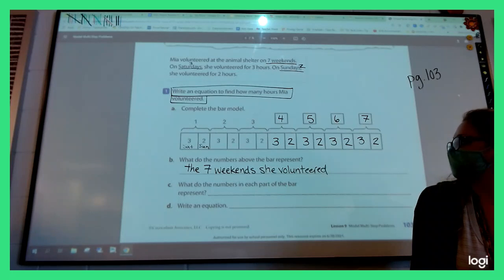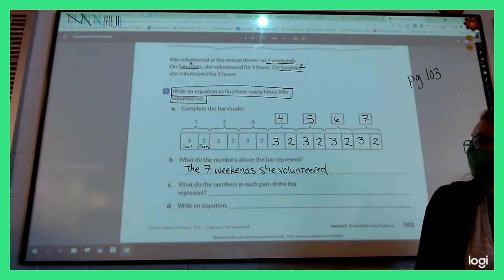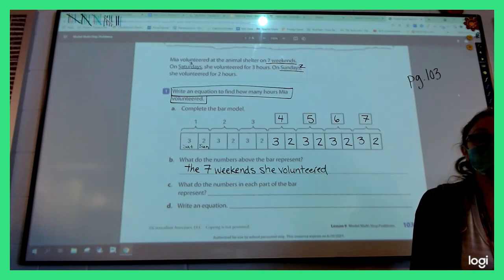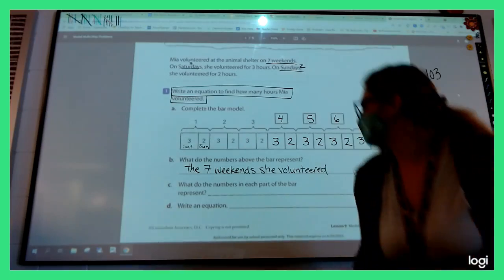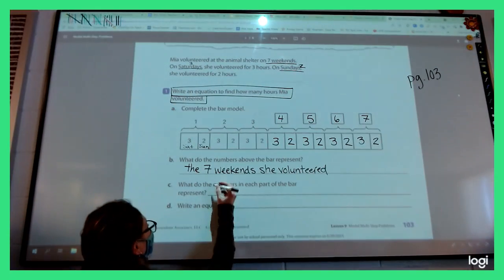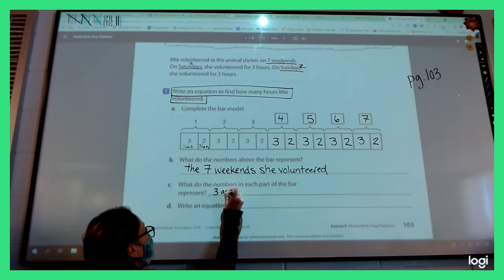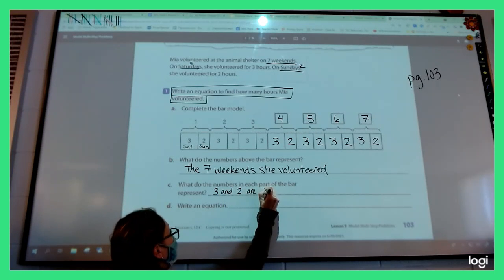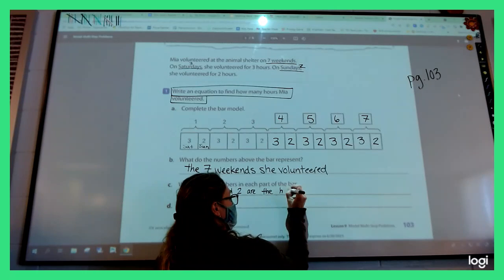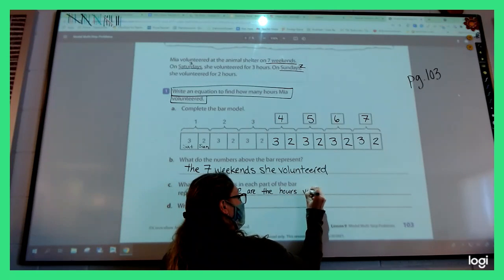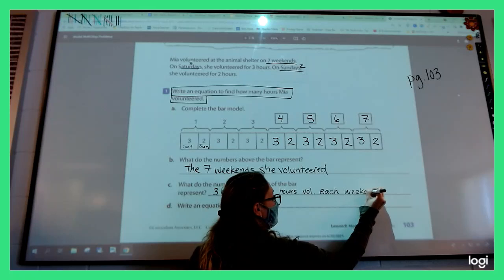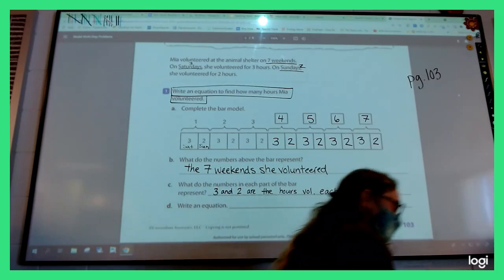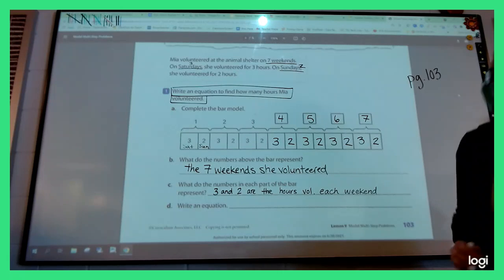Give us a moment to finish writing that down. If you are done, take a look at C and start thinking about what all the other numbers represent. Angie. How many hours she worked? Perfect. So the numbers in each part of the bar, I'm going to say 3 and 2 are the hours she volunteered each weekend. I'm going to shorten it a little bit. So volunteered I shortened.